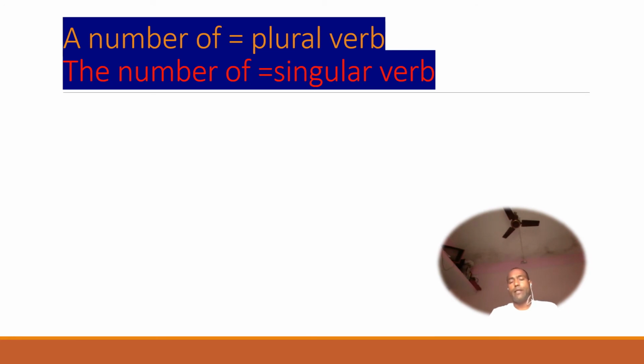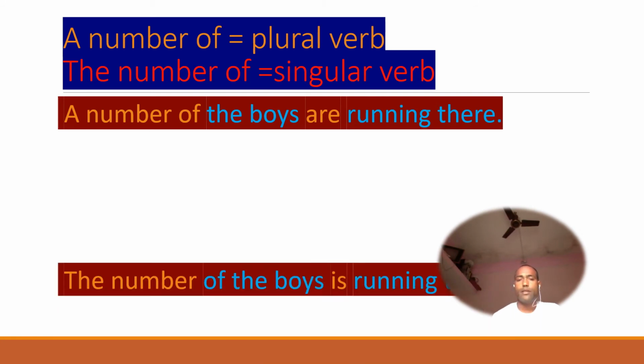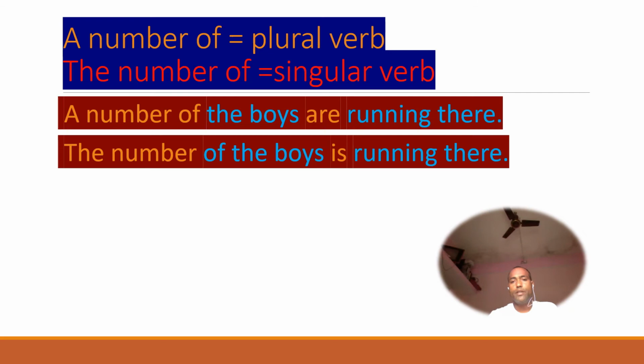Now we are going to learn another rule, that is a number of and the number of. A number of, if you have it as a subject, then it takes plural verb. But if you have the number of, then it takes singular verb. Let us see an example. A number of the boys are running there. A number of, so are. Let us see another. The number of the boys is running there. So if we have the number of, then we use singular. If we have a number of, then we use plural.